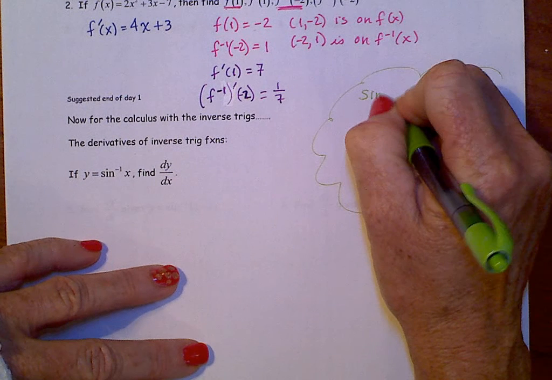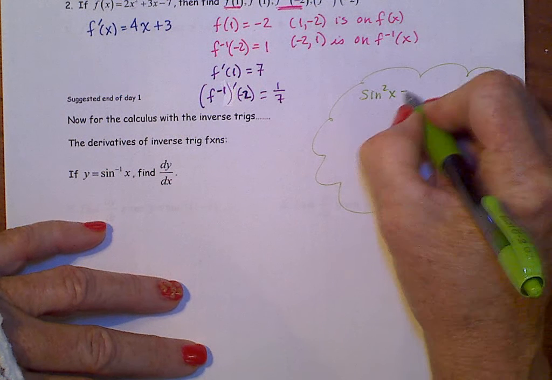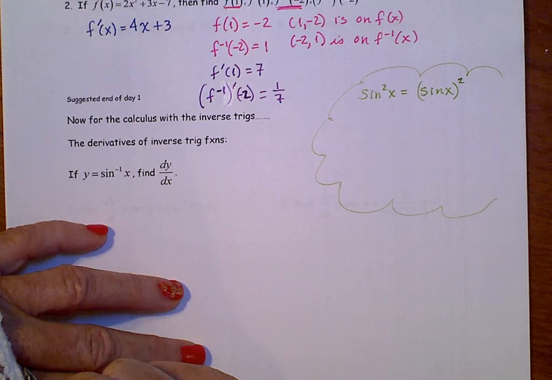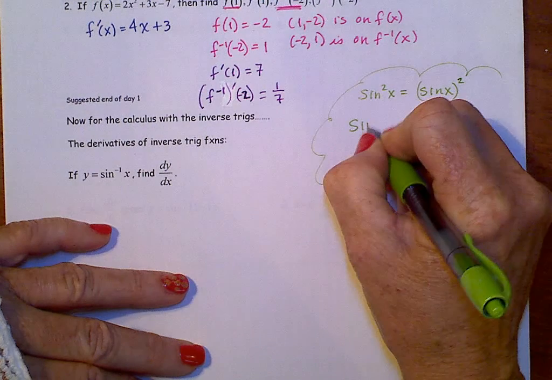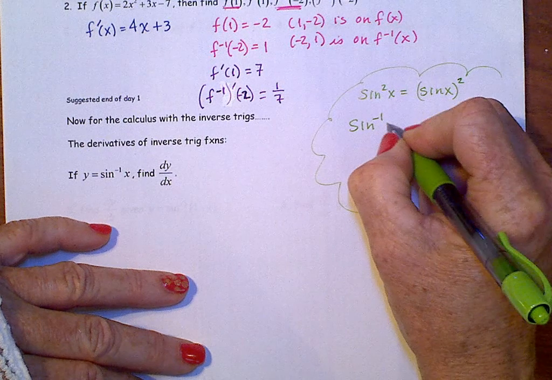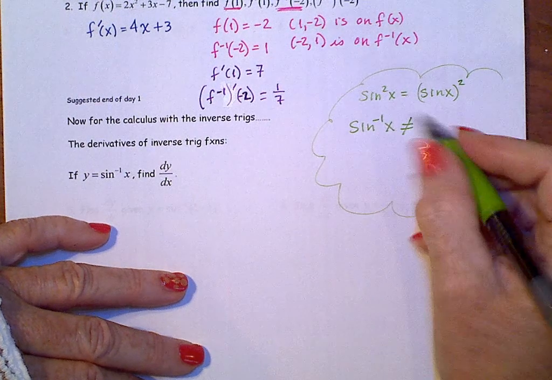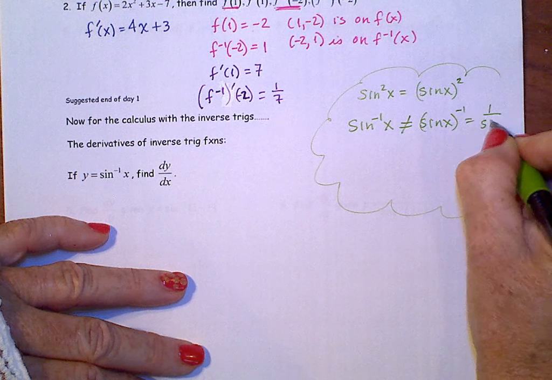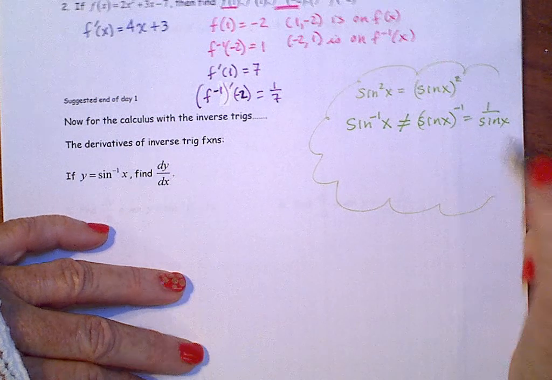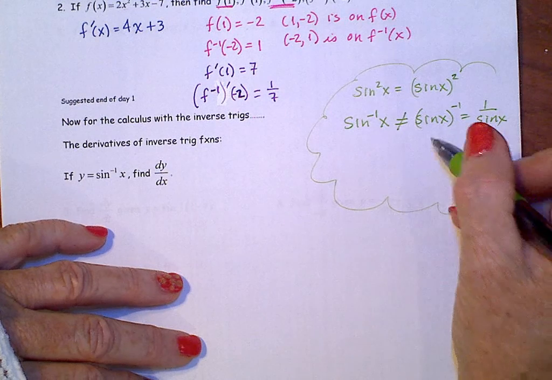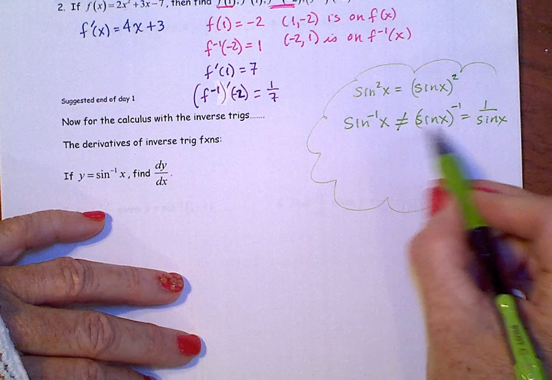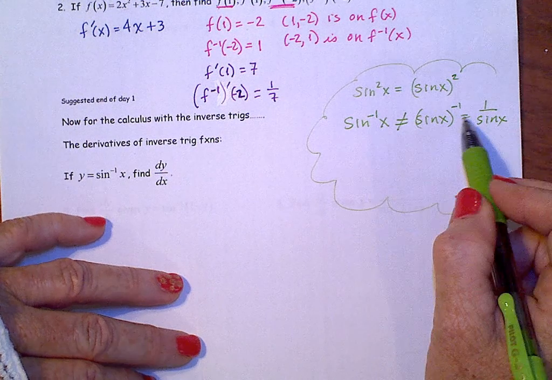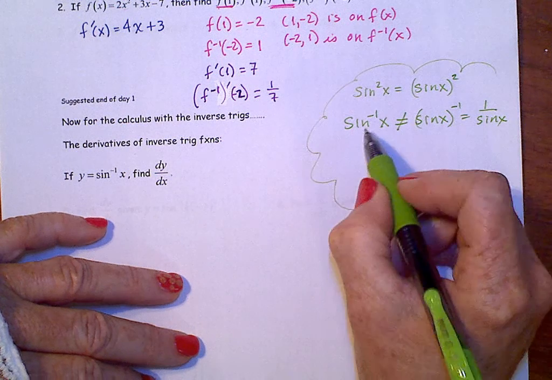So if we have this sine squared x, we know that that means the sine of x quantity squared. Yes? But sine negative 1, or inverse sine of x, is not sine x to the negative 1, which is 1 over sine x. Because 1 over sine x is cosecant, and that is not inverse sine. So this notation is not the same, and it works for just regular powers, but it doesn't work for the negative powers. And this is an ambiguity with this inverse notation.